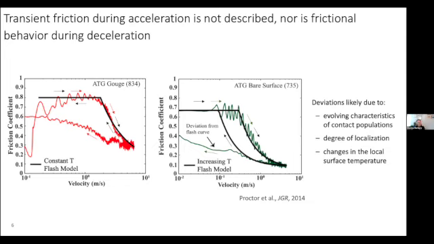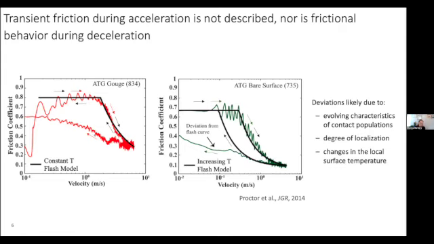But we also see in other experiments, here again, friction coefficient plotted versus velocity. These are some experiments that were done by Proctor and Brooke, published in 2014 on antigorite gouge and bare surfaces. What they saw is that during the acceleration phase, here this black line is the flash weakening model, the red is the experiment data. In this acceleration phase there's pretty good overall agreement, but there is transient and hysteretic friction that's not captured by the model.